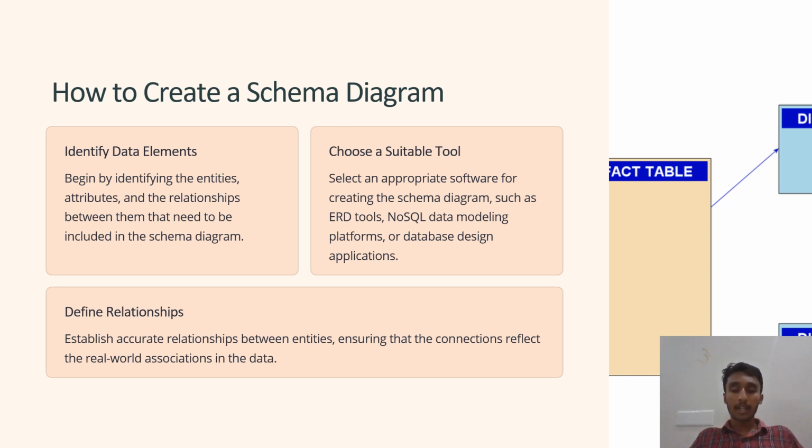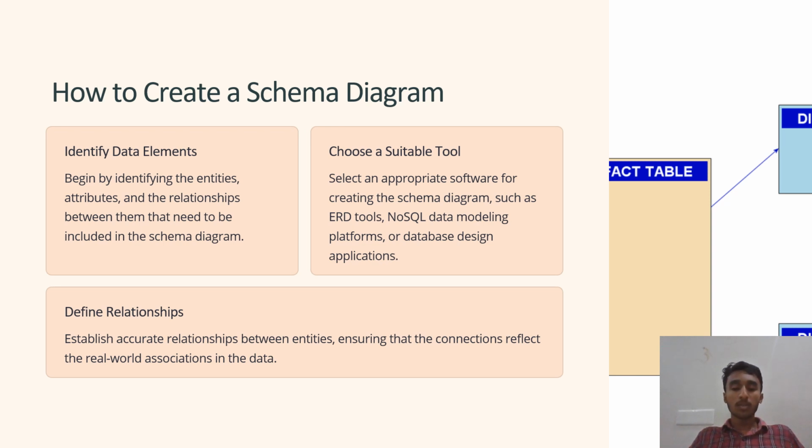How to create a schema diagram. There are three main steps that must be understood. They can be considered as the things which are needed to create a schema diagram. They are: identify data elements, choose a suitable tool, and define relationships. When identifying data elements, begin by identifying the entities, attributes, and the relationships between them that need to be included in the schema diagram.